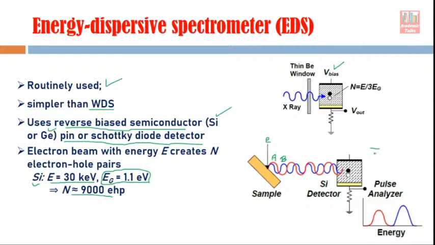Now two current pulses will be generated here, or you can say two signals will be generated because of the two incoming X-rays from the sample surface. With the help of the electronic circuit or electronic assembly present in the system, these two pulses are separated and plotted on the energy domain like this.